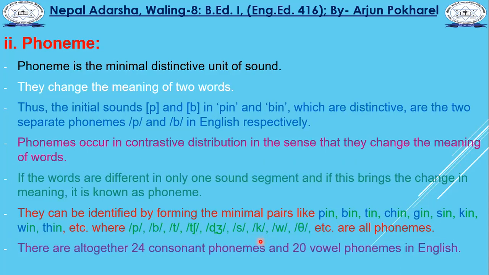Okay, now the next one. There are altogether how many? 24 consonant phonemes and 20 vowel phonemes in English. The concept is the same, the sound system of English. English has 44 sounds, and these 44 sounds are known as the phonemes.